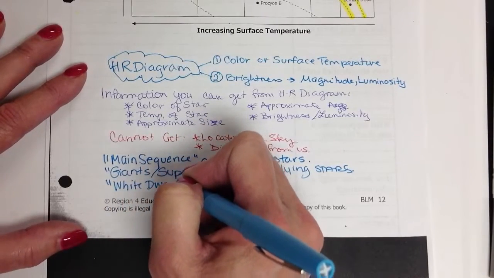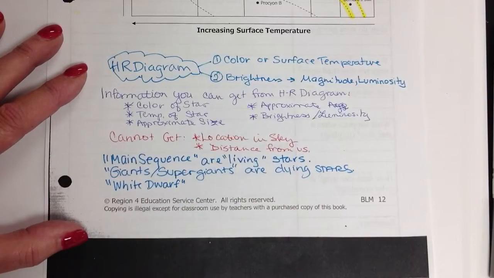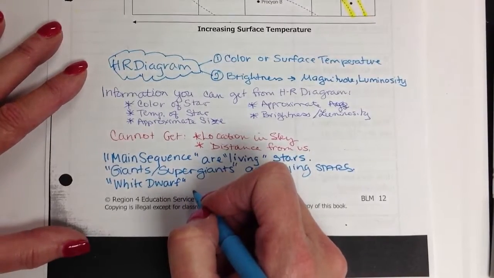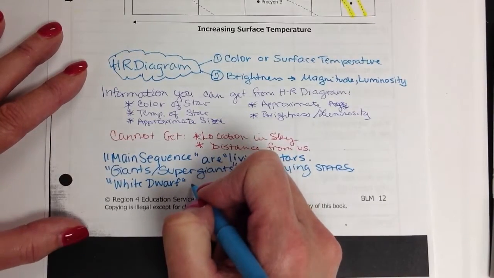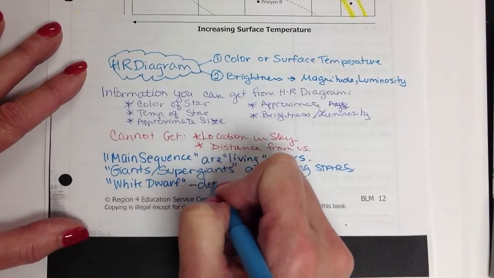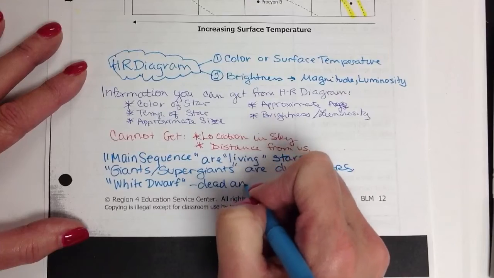Remember, our sun will become a white dwarf, but then once it's totally cooled off and the light energy is all gone, it will become a black dwarf, and you can't even see it anymore. You only know it's there because it has gravitational pull. So they're dead and cooling.